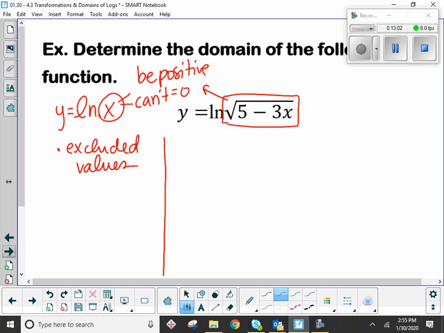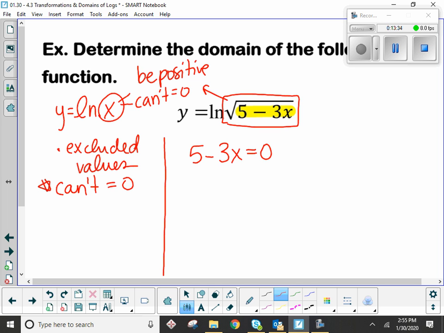Excluded values means those values that, or what we're taking care of is the can't equal 0 part. Trying to find the values that would actually make it equal to 0. In order to do that, I'm going to take the stuff inside the radical. I'm going to take it out. That's called the radicand. I'm just going to pop it out, and I'm going to find where it does equal 0.